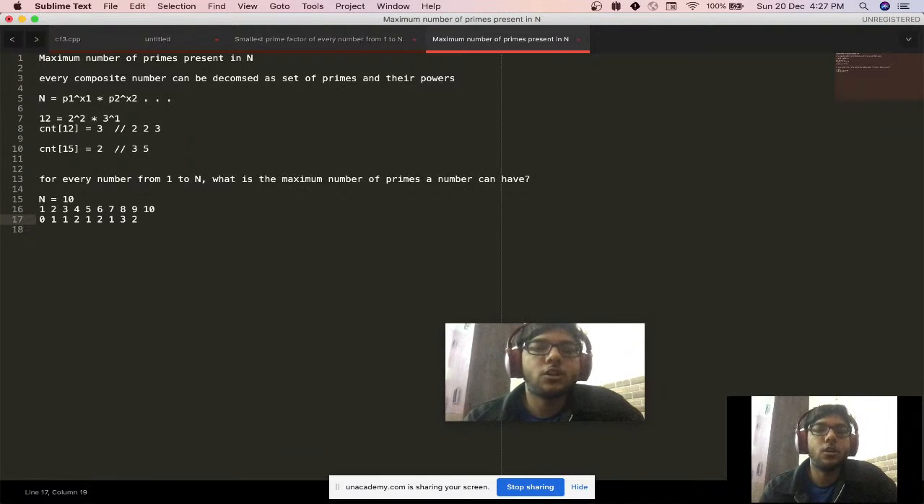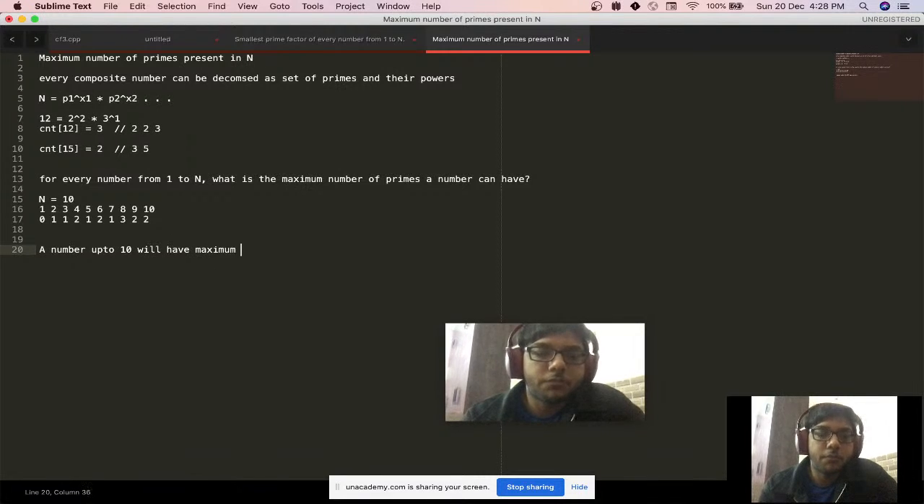9 is not a prime, sorry, it's 3 square, so we have 2 divisors. 10 we have 2 into 5, so 2 prime divisors. So I am going to say that the maximum of this is 3. A number up to 10 will have a maximum of 3 prime divisors.